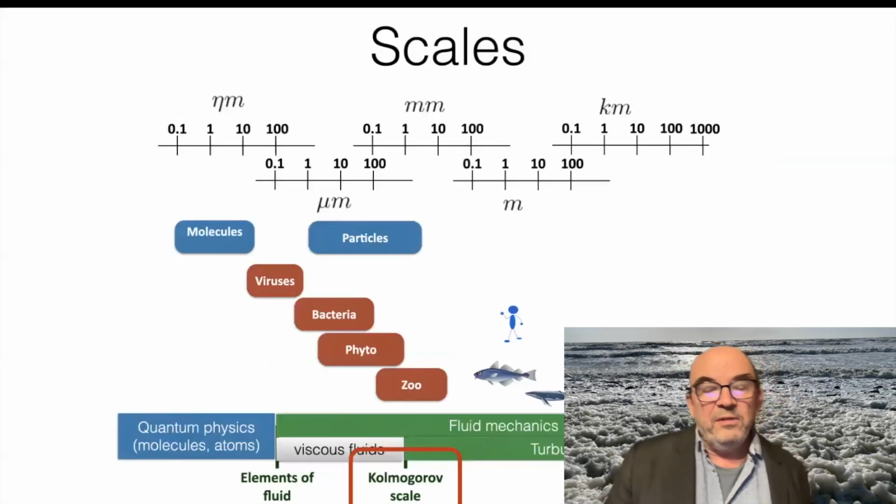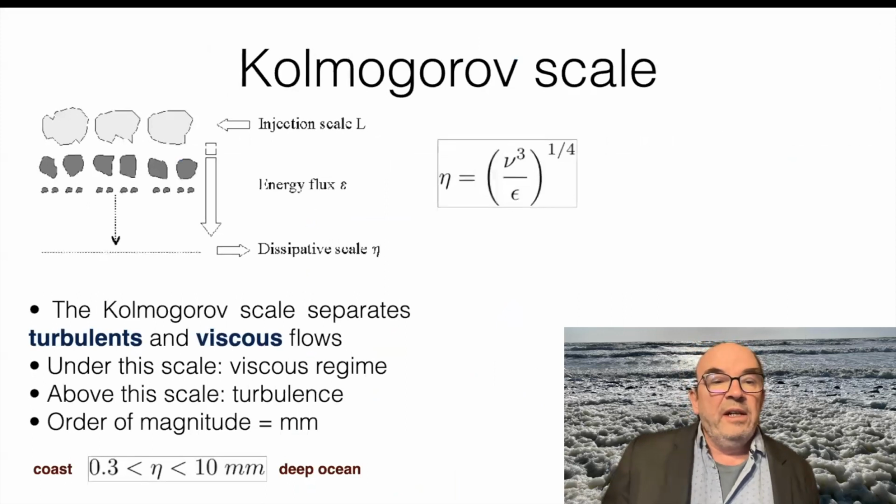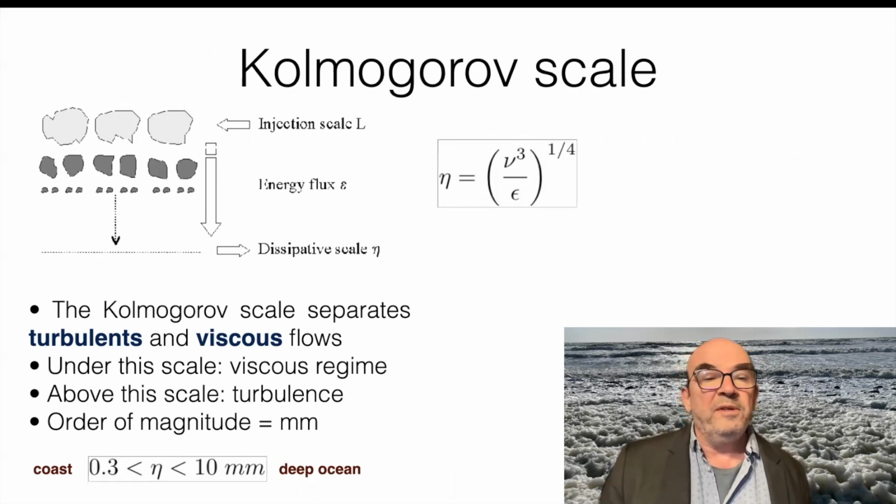If we show this picture here, we can see the Kolmogorov scale, which is of the order of the millimeter, and it separates viscous flow from turbulent flow. Below this scale, we have a viscous regime, and above this scale, we have turbulence. The order of magnitude, as I say, is the millimeter. Globally, in coastal flow, it's smaller, of the order of 0.3 millimeters, and in the deep ocean, it's closer to the scale of the centimeter.